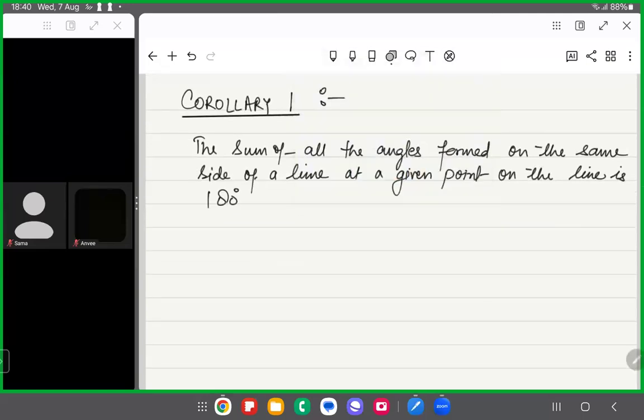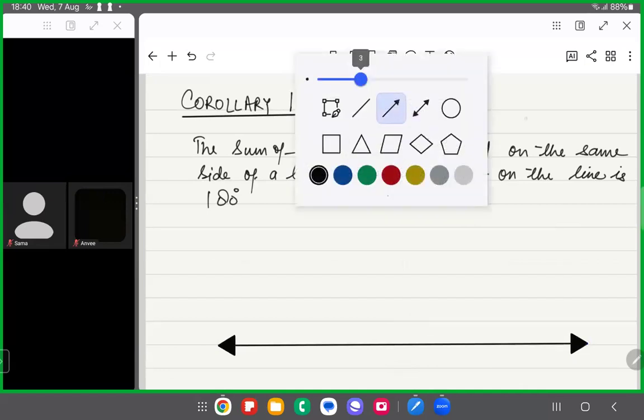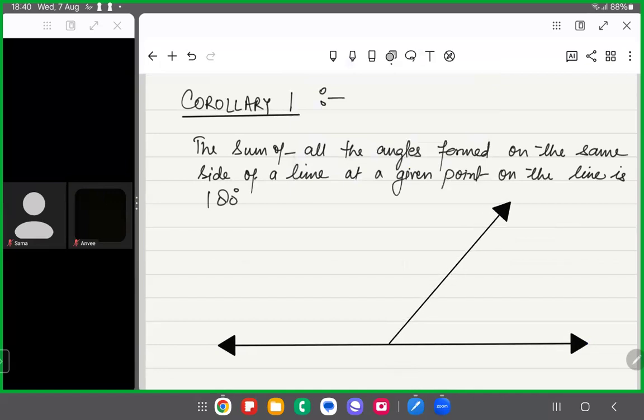Let me draw this first. Suppose this is a line, and there are certain angles formed on one side of the line at a point. Suppose this is the point where the angles are forming. 1, 2, 3. All the angles are formed at the same point, and that common point is O. And on one side only, on one side of the line AB. So this is line OE, this is line OD, this is line OC.